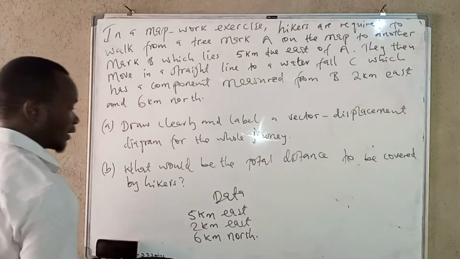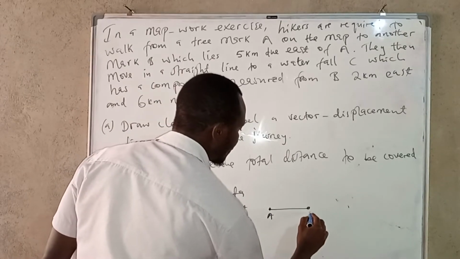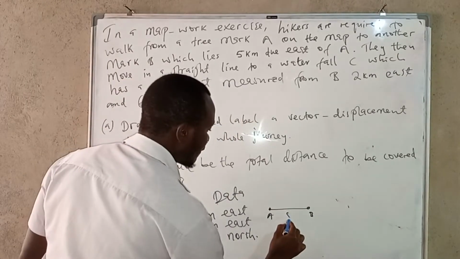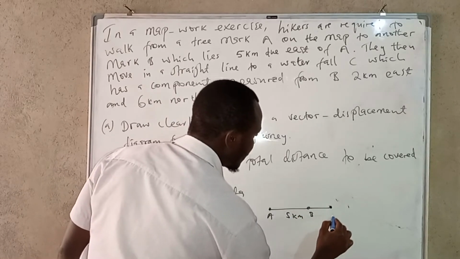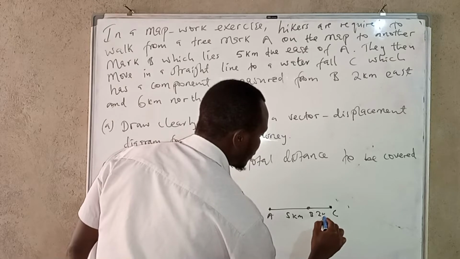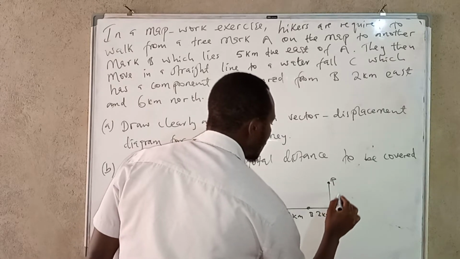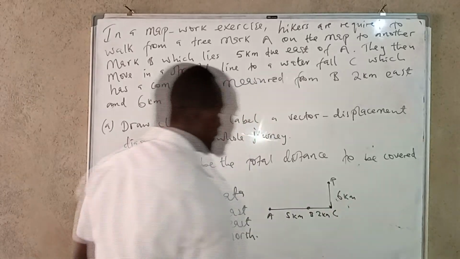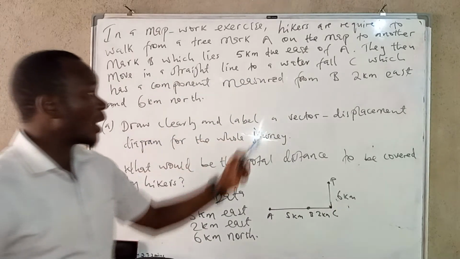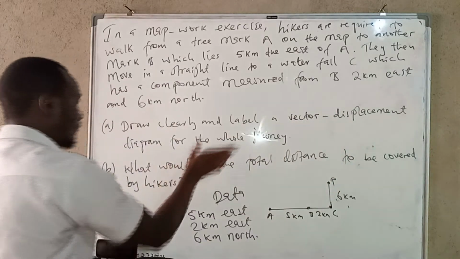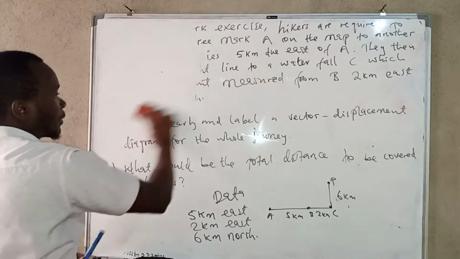So we have a point, which is point A, and point B. So this is A, this is B. So we have 5 kilometers here. Then also point C, there is 2 kilometers here. And then the final point, let us call it P, which is 6 kilometers. Now, we need to draw clearly and label a displacement diagram for the whole journey. So let me just erase the first part as we solve the question.